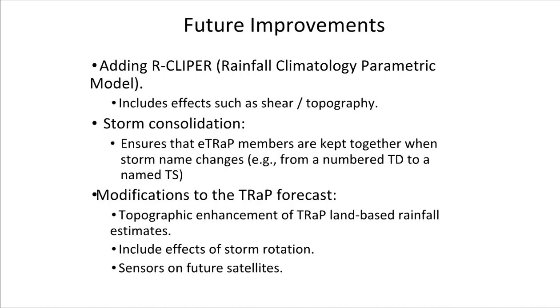Modifications to the TRAP forecast, including topographic enhancement of TRAP land-based rainfall estimates, also include effects of storm rotation. Liu et al. in 2008 included estimates of storm rotation from geostationary cloud drift winds in past TRAP extrapolation forecasts and found that this enhancement alone reduced the mean absolute errors by 40% compared to other TRAP forecasts. That means there's some possibility for significant improvements there. And then also sensors on future satellites.